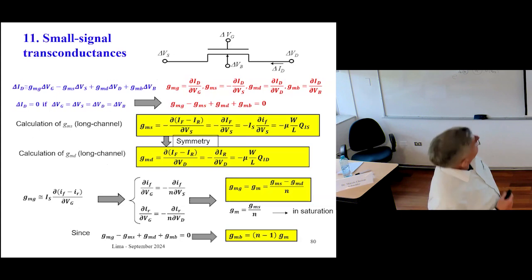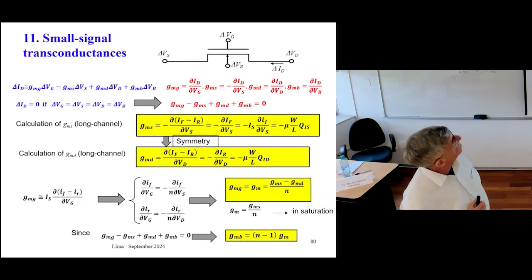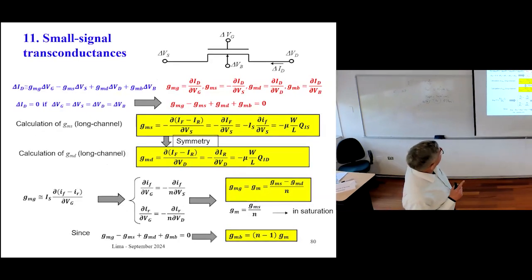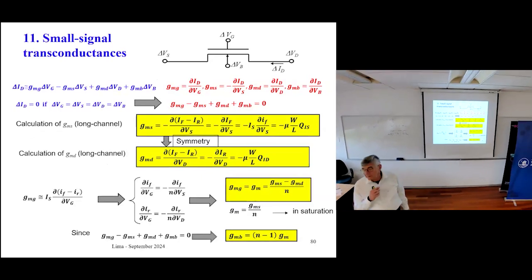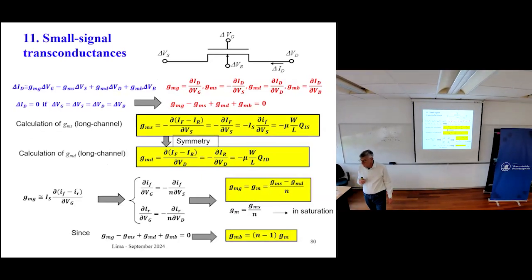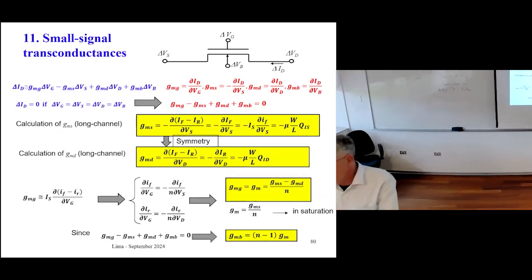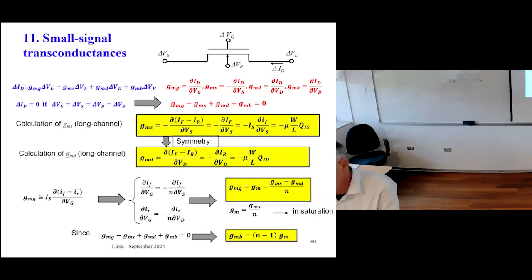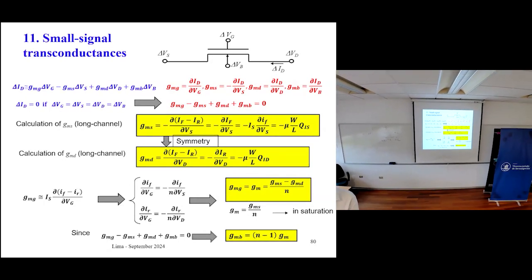The next stop of my presentation is about small signal analysis. For small signal analysis, I will start with the small signal transconductance. The MOSFET has 4 terminals, so you have 4 transconductors, each one associated with each terminal. So let's define the 4 transconductors.